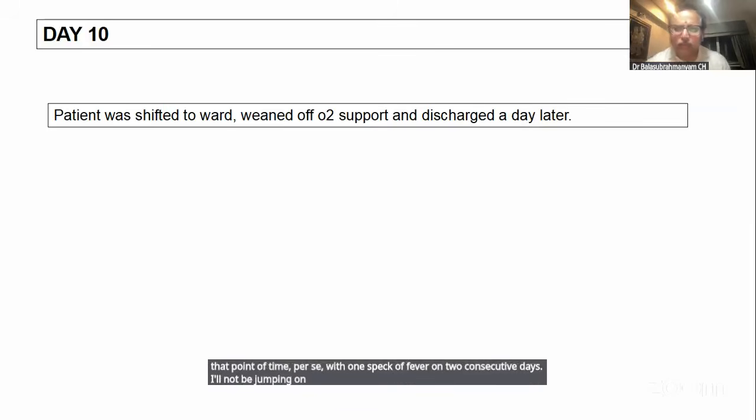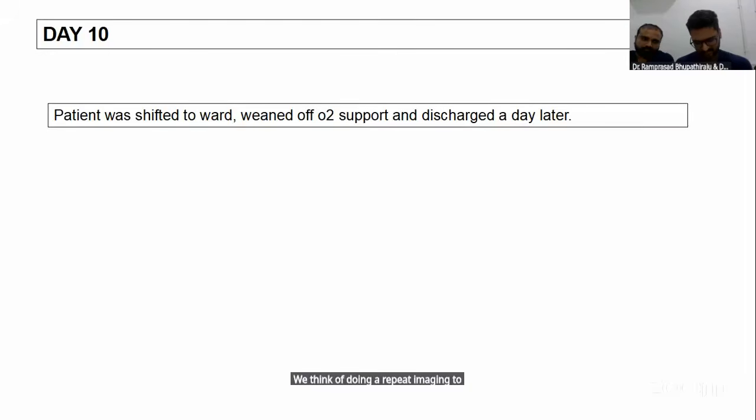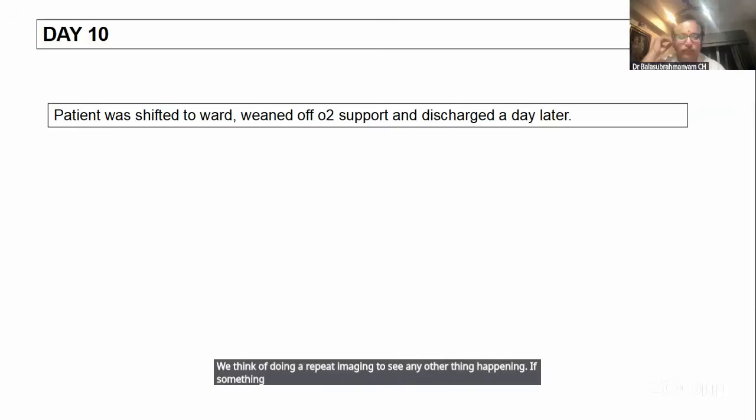Probably a day or two later, I'll rethink doing a repeat imaging to see if anything else is happening. If something is there, then I'd like to see what exactly is happening at the pancreatic bed.